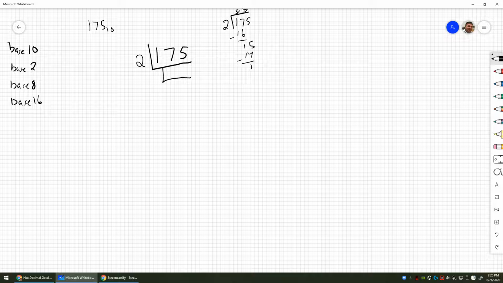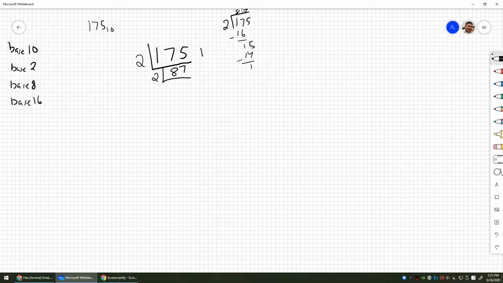Okay, so here's how I'm going to write this. 2 will go into 175 87 times with 1 left over. I'm going to keep a tally of all my remainders I get over here on the right-hand side. And that's important, and it's going to make sense once I make it to the end, because we're going to use those remainders. Okay, I'm going to keep going. I'm going to keep dividing these numbers by 2 over and over again until I can't do it anymore.